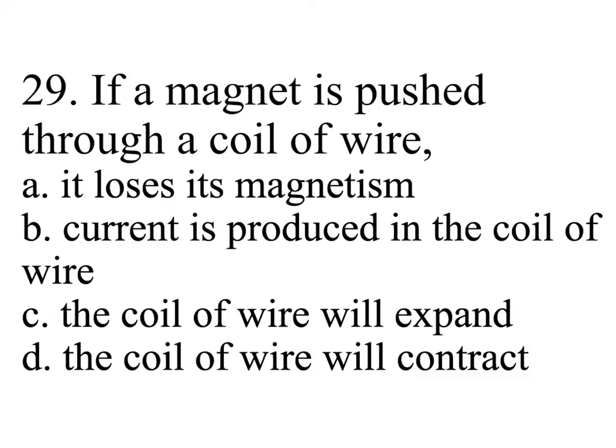If a magnet is pushed through a coil of wire, what happens? That's current. Current is produced. That's the way generators work. The alternator in your car, they're all made by moving a magnet near a coil of wire to induce a current.